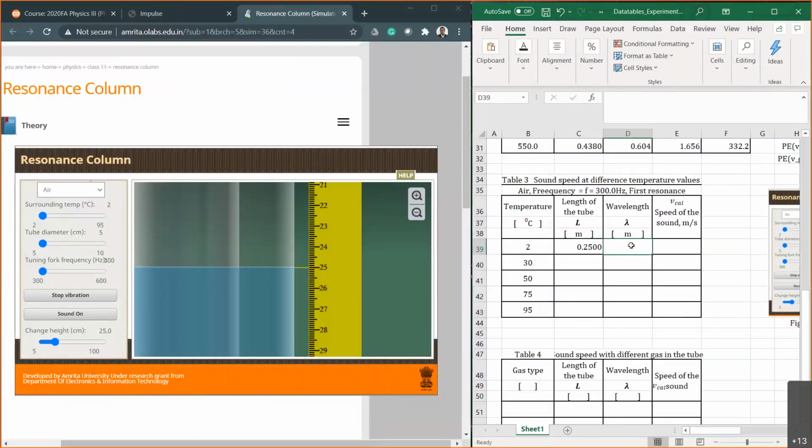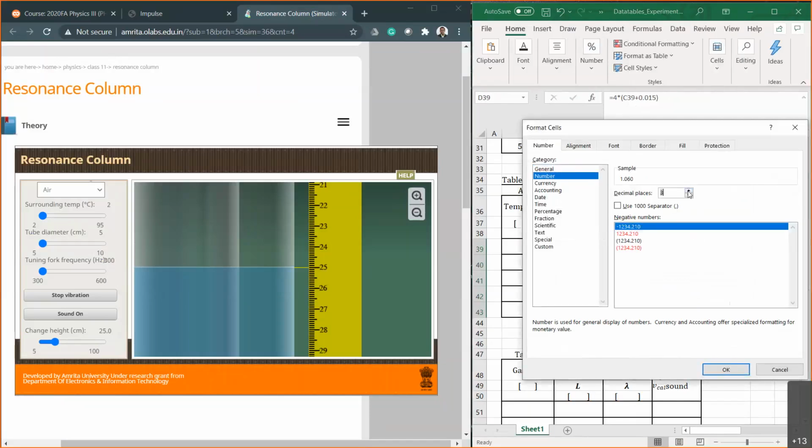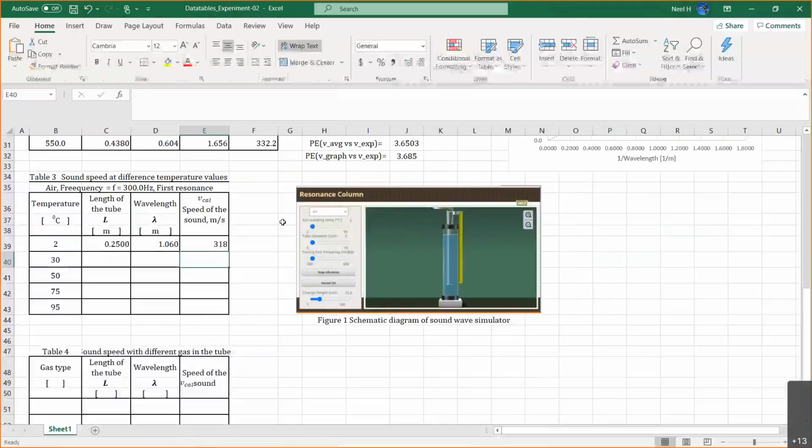Then the lambda is going to be, now I have to do that correction too, right? Equals 4 times parentheses L plus 0.015 with that correction. Also reformat this into about 4 sig figs. And then let's calculate v equals lambda times f. Now the frequency is 300 times the lambda I just calculated. 318.